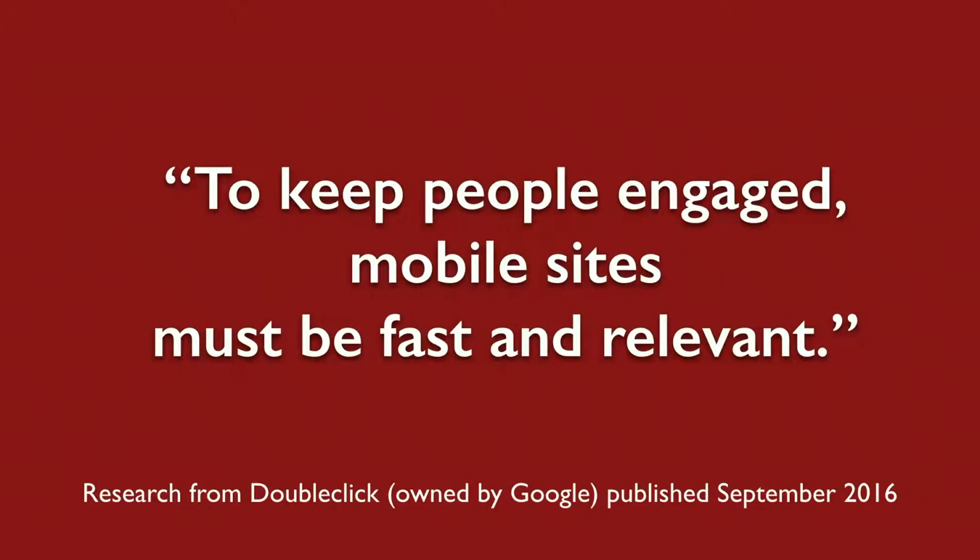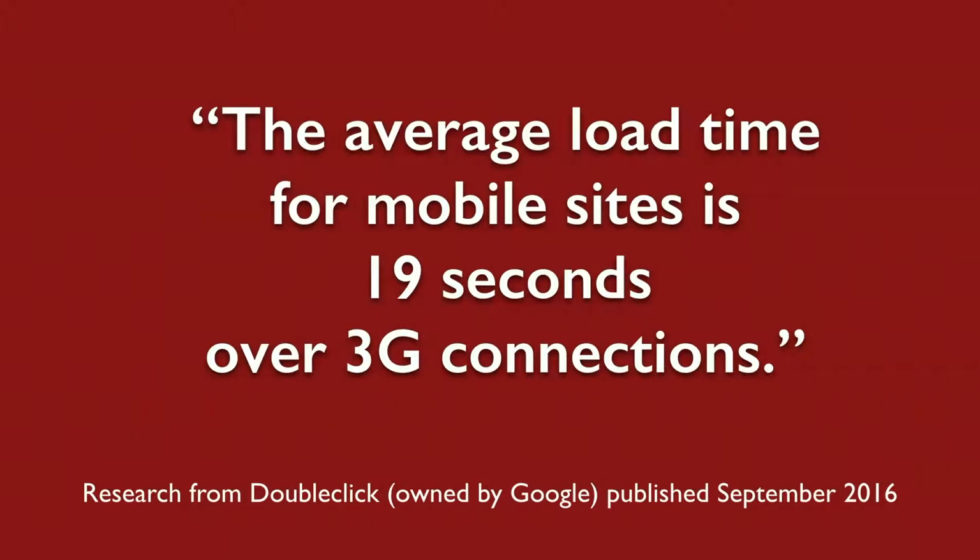According to DoubleClick, which is Google's digital marketing platform, they published some research in the fall of 2016. In that, they said to keep people engaged, mobile sites must be fast and relevant. In that research, they did an analysis of more than 10,000 mobile web domains and found that most mobile sites actually don't meet this bar. They said the average load time for mobile sites is 19 seconds over 3G connections. To put those 19 seconds in context, that's basically as long as it takes to sing the alphabet. So quite some time.